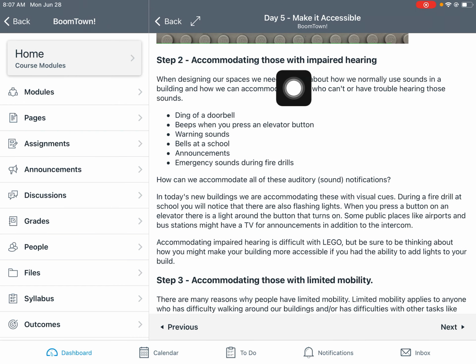Step 2 is accommodating people with hearing impairment. This one's hard to do with Lego because typically to accommodate hearing impairment, we use auditory systems. Auditory meaning sound. And so you'll notice, like at school during a fire drill, you not only hear that loud siren that's going off, but there's also lights flashing and exit signs light up, things like that. So this is harder to do with Lego, but it's important to think about those who might have hearing loss or hearing impairment and how we might accommodate them.